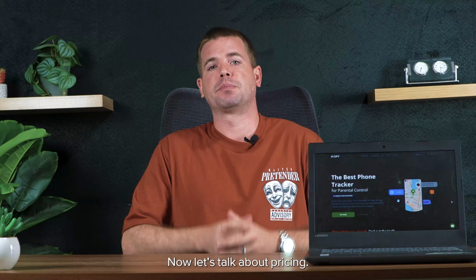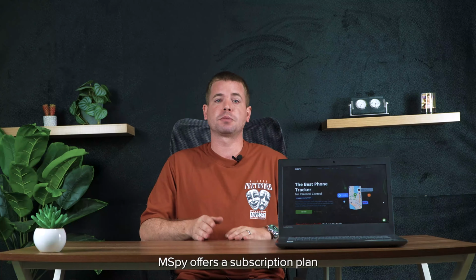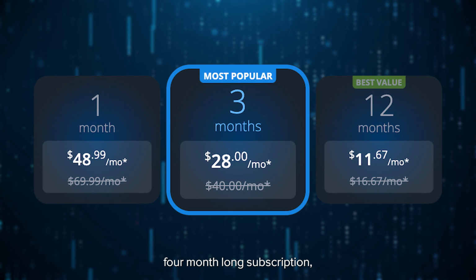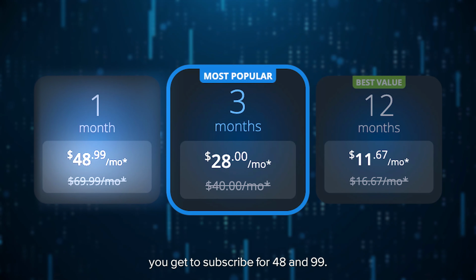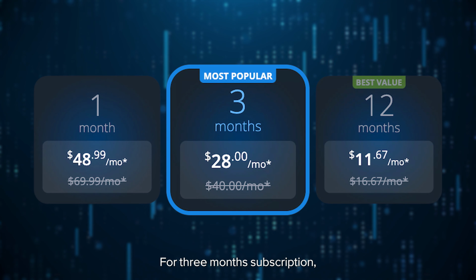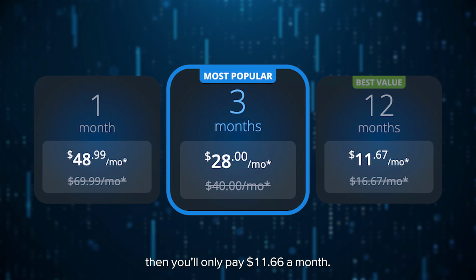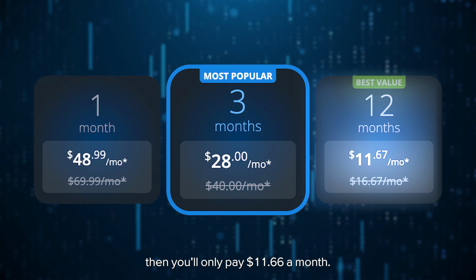Now let's talk about pricing. mSpy offers a subscription plan that gets cheaper as the subscription time gets longer. For a month-long subscription, you get to subscribe for $48.99. For a 3-month subscription, you'll be paying $27.99 a month. And if you plan to subscribe for a whole year, then you'll only pay $11.66 a month.